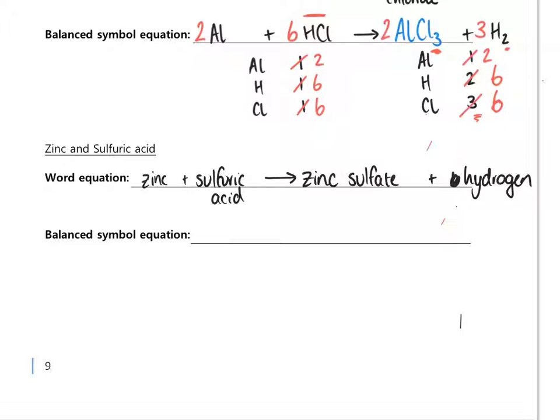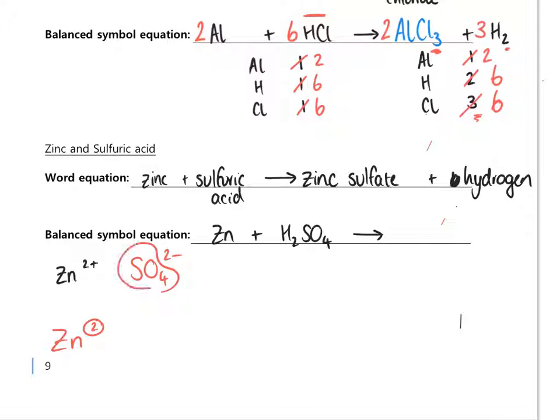Then forming our balanced symbol equation, well, zinc is Zn, sulfuric acid is H2SO4, and for zinc sulfate we need to do our swap and drop. Zinc is in the transition metal block, and so it doesn't have a group number, but if you look on the back of the periodic table, it appears as Zn2+. So when we're writing our formula, we write down zinc, and its valency is 2. Sulfate appears in the back of the periodic table as SO4 2-.